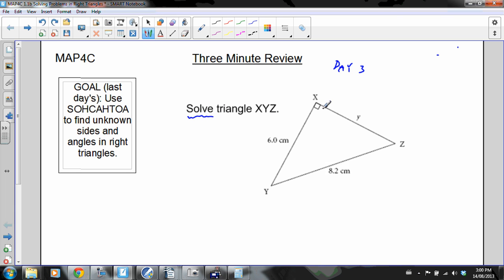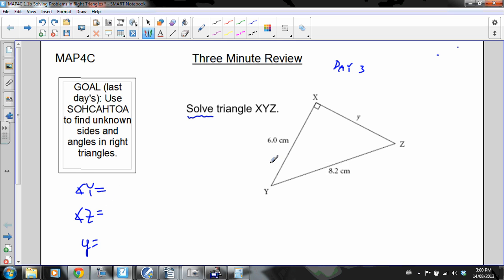Solve means to find everything about a triangle. I've got to find all the sides and all the angles, and I've got to keep working until everything is known. So let's just list off the stuff we need to find. Angle X is okay. Angle Y is not known. Angle Z, need to find it. Side X is okay. Side Z is okay. But side Y we want to find. And we've got to keep working until all these are known.